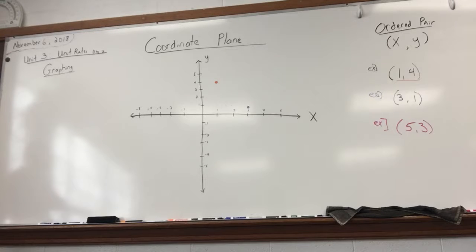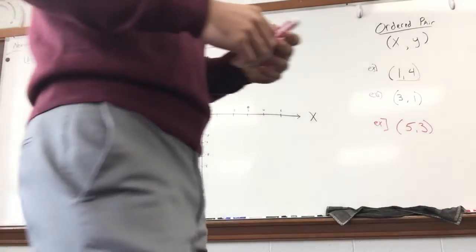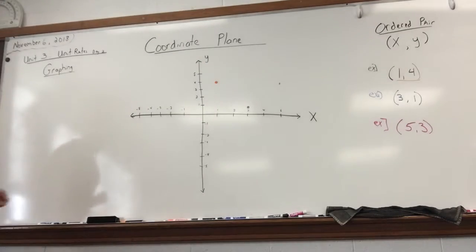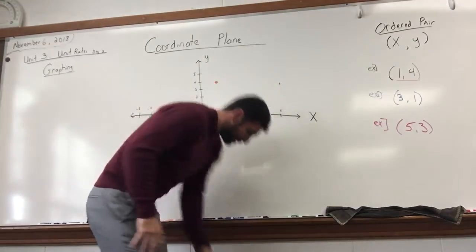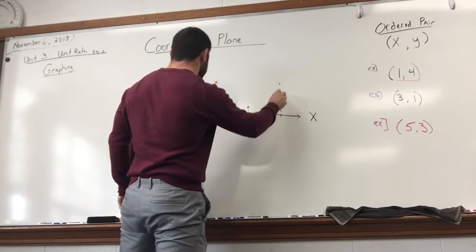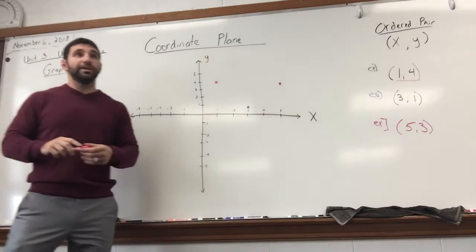Who feels confident? Okay, Maddie, come on up. I'm going to stand like this in front of it so nobody can see. Let's see if she got it. Here we go. 5, 3. So we're over 1, 2, 3, 4, 5, up 1, 2, 3. Beautiful. Questions on how we graph?